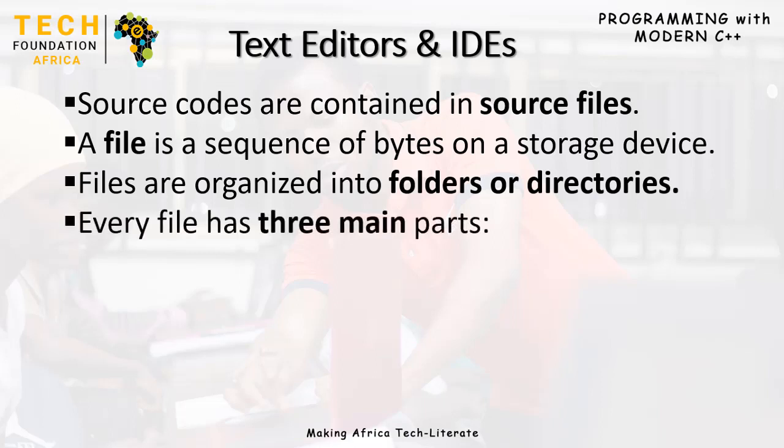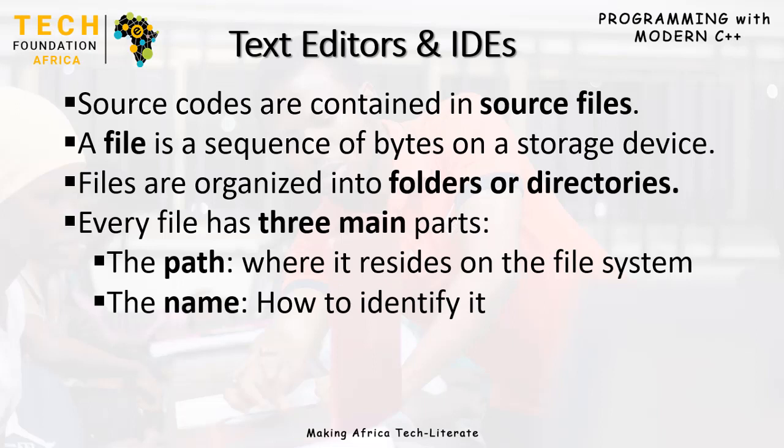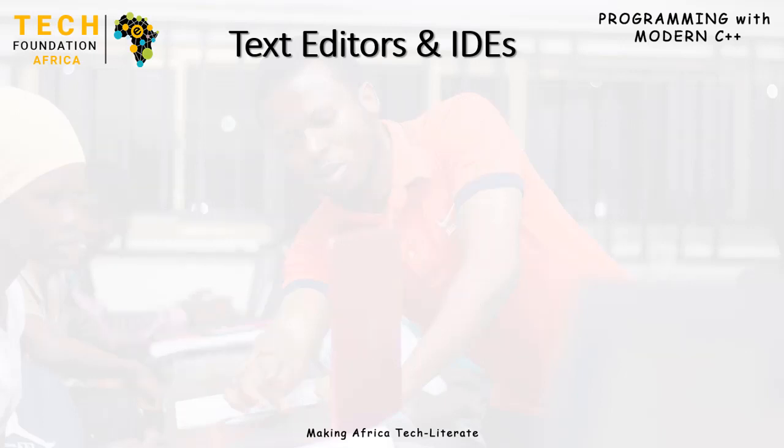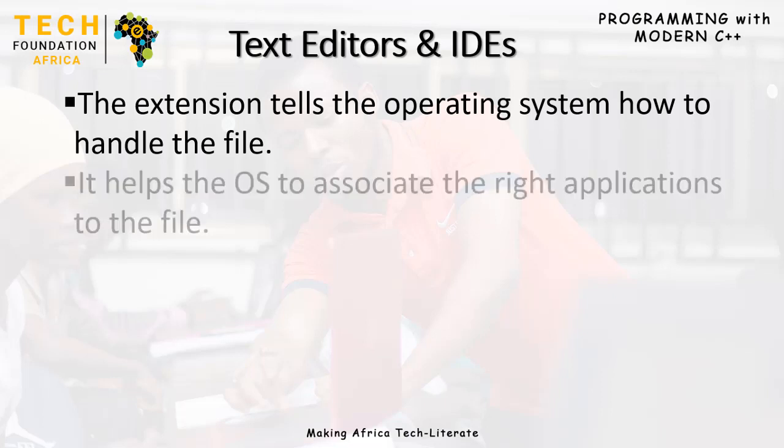Every file has three main parts. We have the path. The path shows us where on the file system that file resides. Every file has a name, and that is what we use to identify it. The last part is the extension, which is just a suffix attached to the name, delimited by a period. What the extension does is tell the operating system how to handle the file. It helps the operating system to associate the right programs with a file.